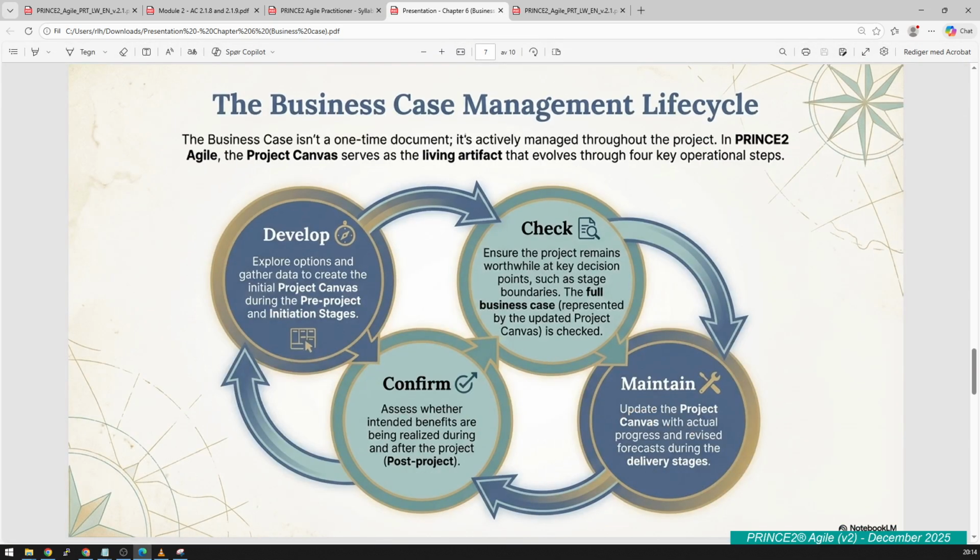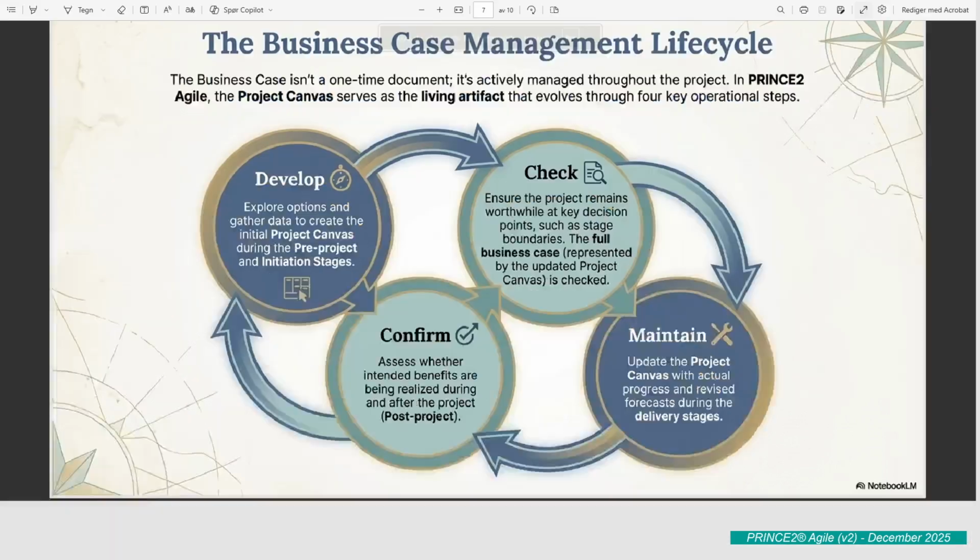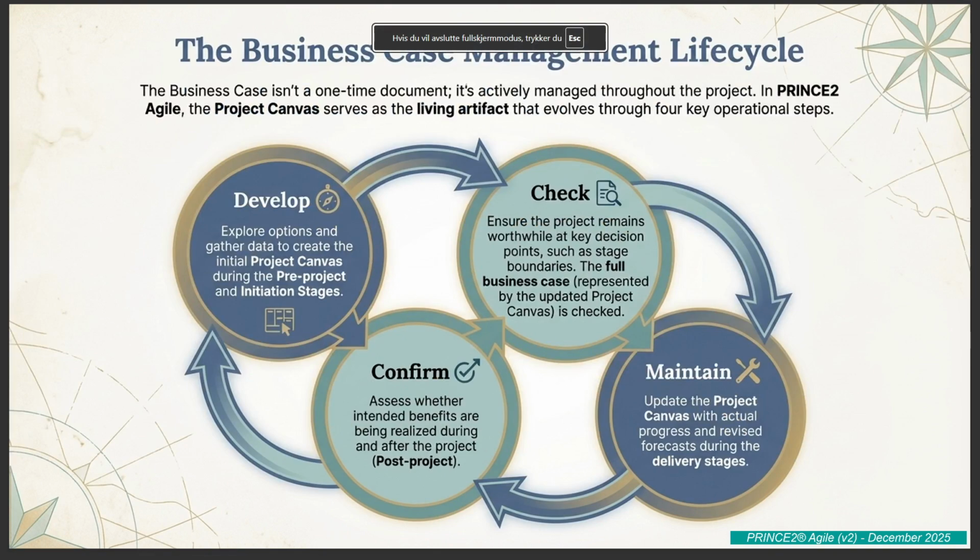This feels more like a formal gate. It is. Checking is the core governance mechanism. It's about assessing if the project is still worthwhile at key decision points, usually at stage boundaries. You take the updated project canvas and check it against actual progress, actual costs, and any benefits you've realized so far. And this is where an exception report would land. This is exactly where it lands. If costs are over tolerance, the project board uses this check step to decide what to do: approve the fix, pivot the project, or maybe even shut it down.